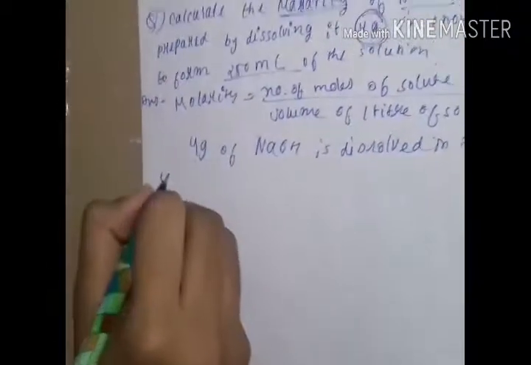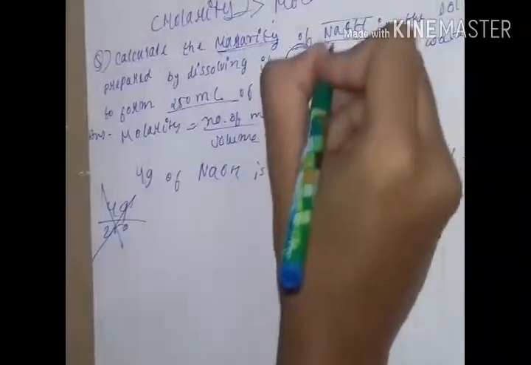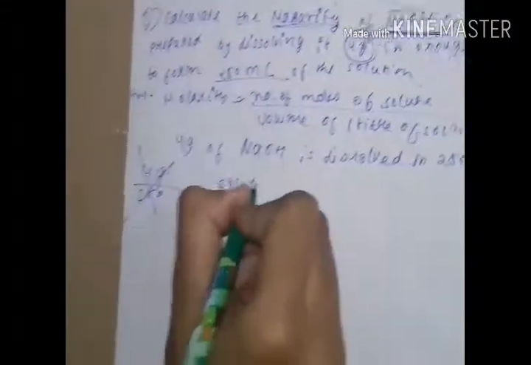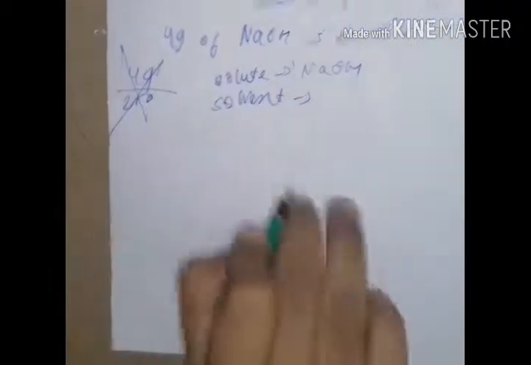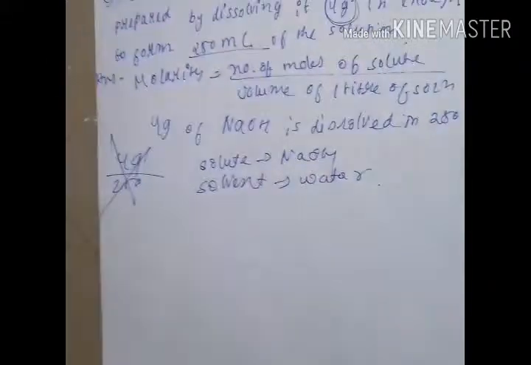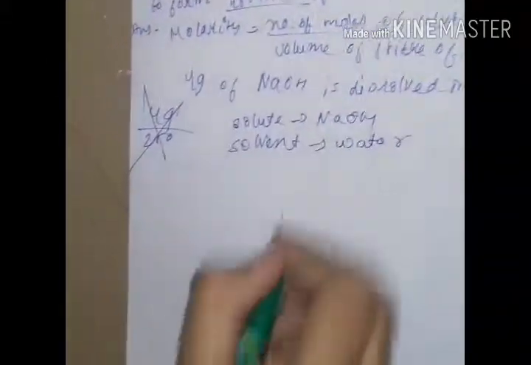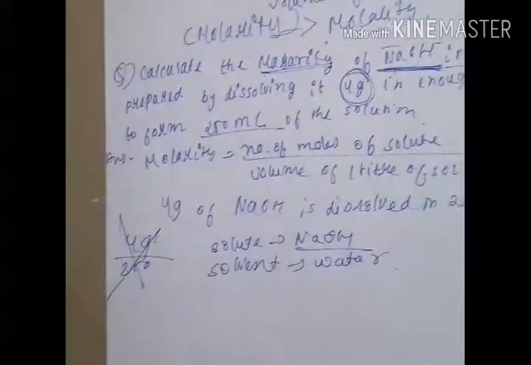So you couldn't write 4 gram by 250. This is wrong because the formula requires the number of moles. So we have to find the number of moles of the solute. What is the solute here? The solute is NaOH. And what is the solvent here? Though we don't require the solvent, even so we are writing it: the solvent here is water. Water is always a solvent. So 4 gram of NaOH is dissolved in water.